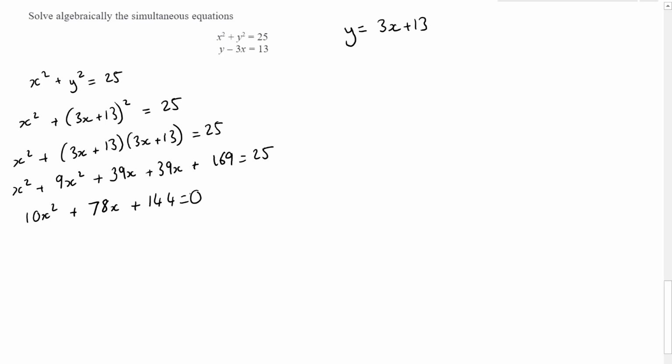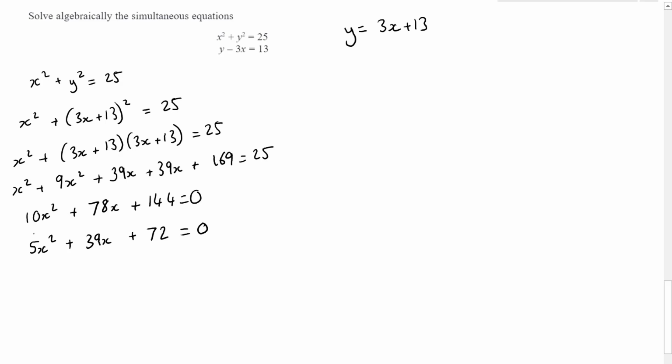Now, these are quite large numbers. I can simplify this a bit by just dividing everything by 2. Okay, so if I divide everything by 2, I get 5x squared plus 39x plus 72 is equal to 0. Now I can't simplify this any further because nothing is a common multiple of these three.